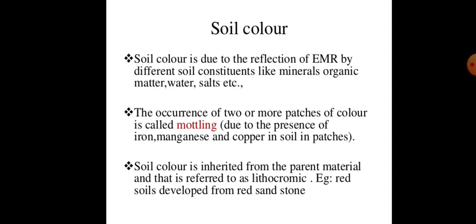Soil color is due to the reflection of EMR by different soil constituents like minerals, organic matter, water and salts, etc. The occurrence of two or more patches of color is called mottling, due to the presence of iron, manganese and copper in soil in patches. Soil color is inherited from the parent material and that is referred to as lithochromic. For example, red soils develop from red sandstone.